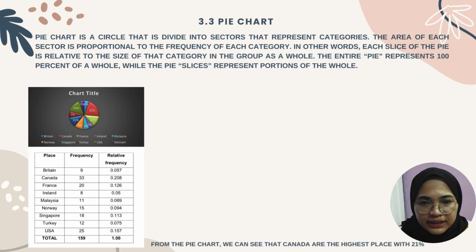Pie chart. A pie chart is a circle that is divided into sectors that represent categories. The area of each sector is proportional to the frequency of each category. In other words, each slice of the pie is relative to the size of the categories in a group as a whole. The entire pie represents 100% of a whole, while a pie slice represents a portion of the whole.